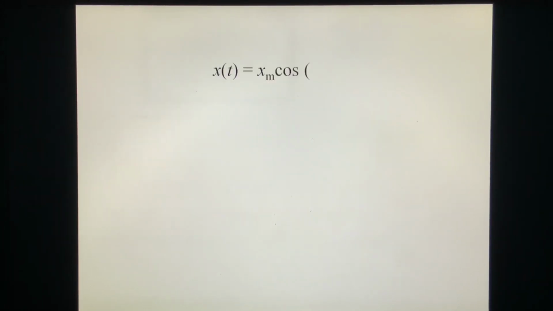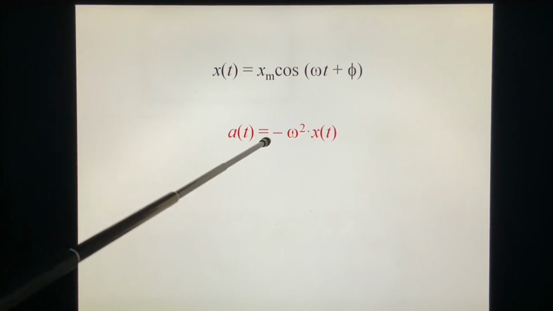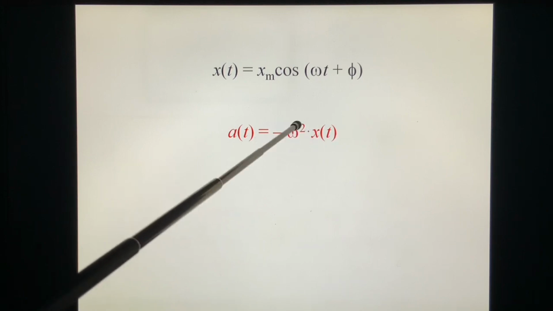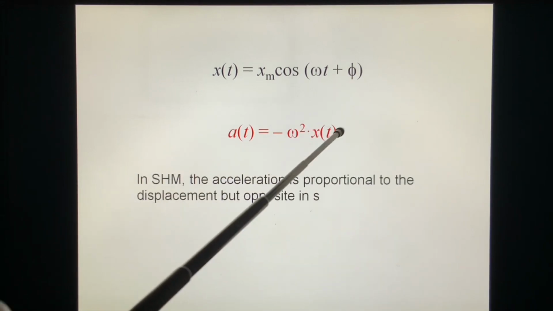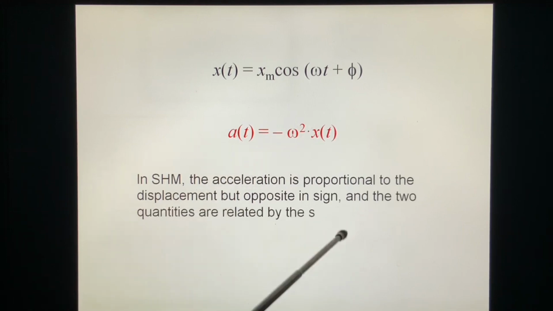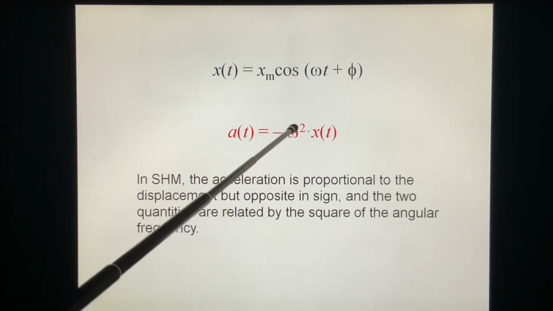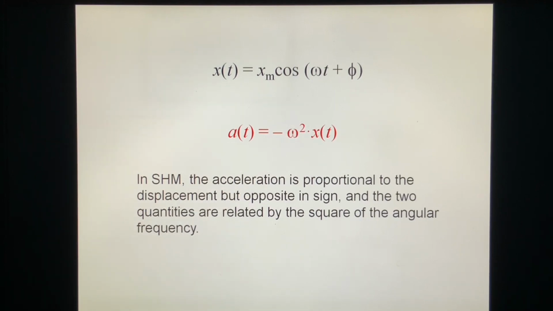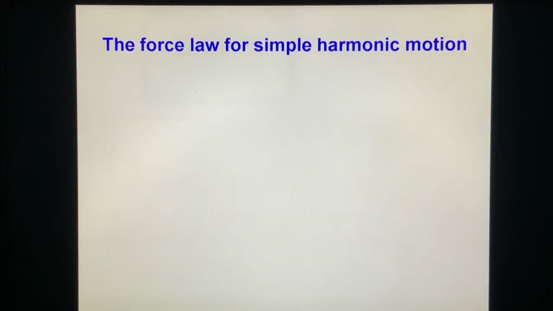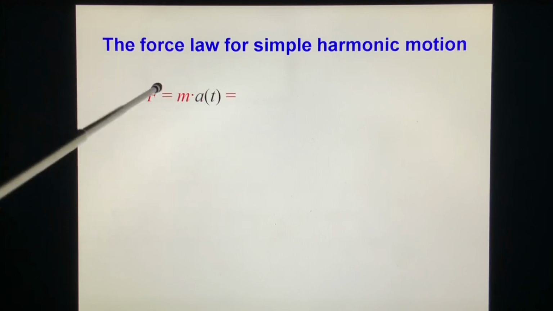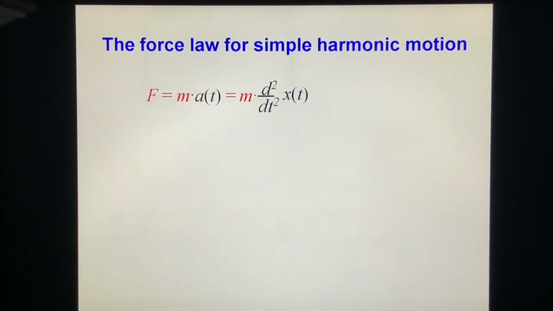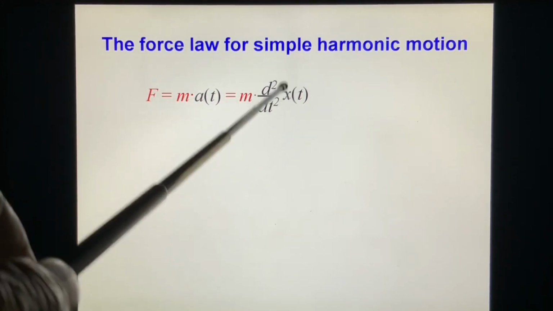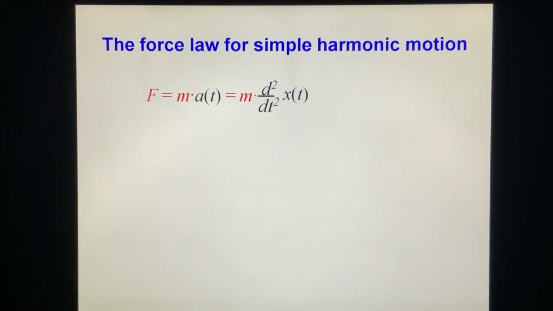This is a simple harmonic motion. They are sinusoidal functions, and the acceleration of simple harmonic motion equals minus omega squared x. So in simple harmonic motion, the acceleration is proportional to the displacement but opposite in sign, and the two quantities are related by the square of the angular frequency. These you have to remember. The fourth law for simple harmonic motion: we look at F equal to ma. When you do simple harmonic motion, F must satisfy this, and a is the second derivative of its displacement with respect to time t. And we know this one.